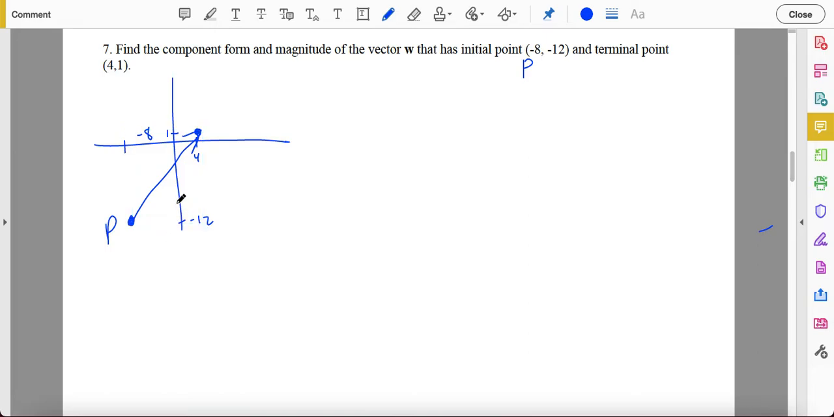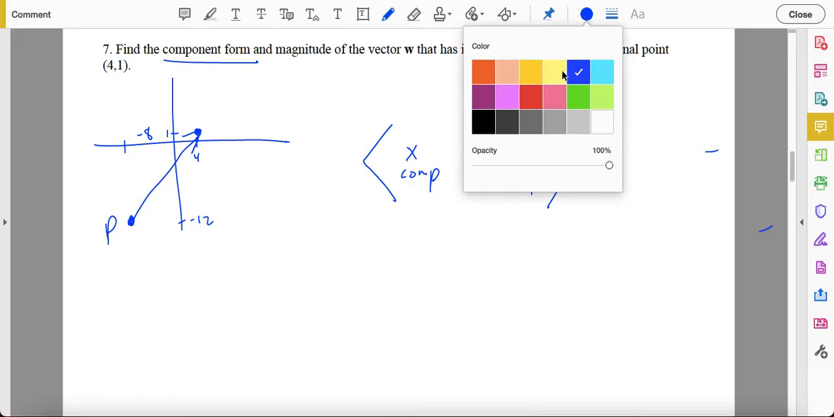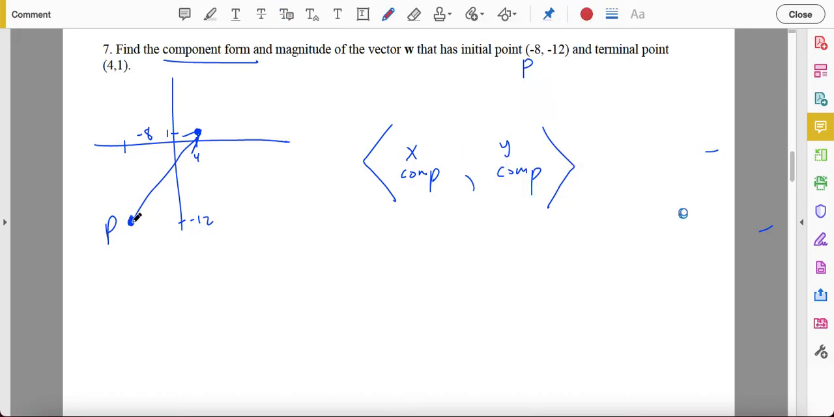And notice how to find component form, all we're doing is writing it in the form where you want your x component. What is it doing in the x direction? And then you want the y component. That's what component form is. So based on this vector we've drawn here, what's it doing in the x direction? And what is it doing in the y direction? Notice how we're going right and then up. So those are the x and y components.